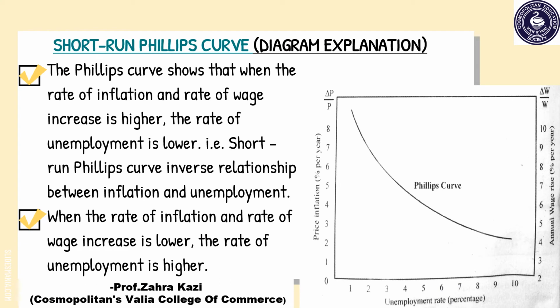So students, we have just understood in our previous slides that the Phillips curve shows that when the rate of inflation and the rate of wage increase is higher, the rate of unemployment is lower. That is the short-run Phillips curve showing an inverse relationship between inflation and unemployment. Further, when the rate of inflation and the rate of wage increase is lower, the rate of unemployment is higher. This we have already understood in our previous two slides through the example.